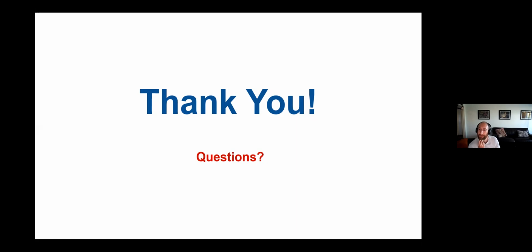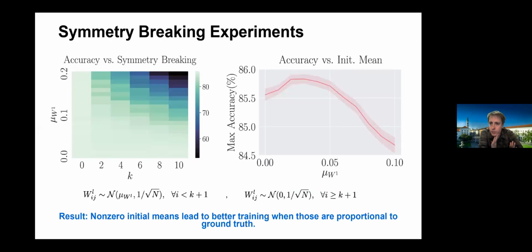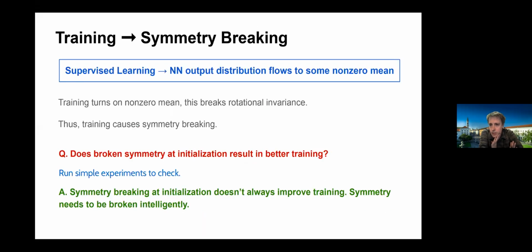Yes, Sven. Hey, yeah, thanks. Just a technical thing. When you were saying that non-zero mean breaks rotational invariance, I was a bit confused, because if I have a universal output, a constant output, I would still think that this has some rotational invariance.